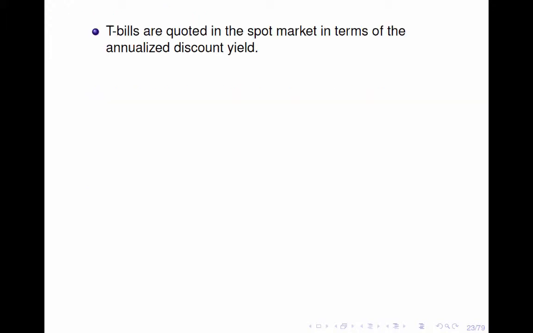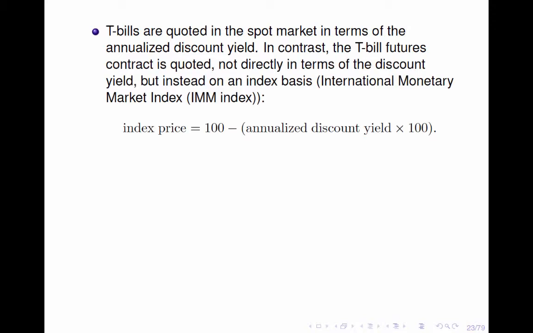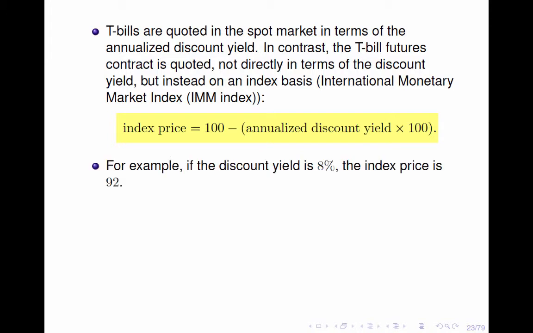Recall that the T-bills are quoted in the spot market in terms of the annualized discount yield. In contrast, the T-bill futures contract is quoted not directly in terms of the discount yield, but instead on an index basis, namely the International Monetary Market Index, IMM index for short. This index price can be calculated using the following formula. For example, if the discount yield is 8%, by the above formula, the index price is 92.